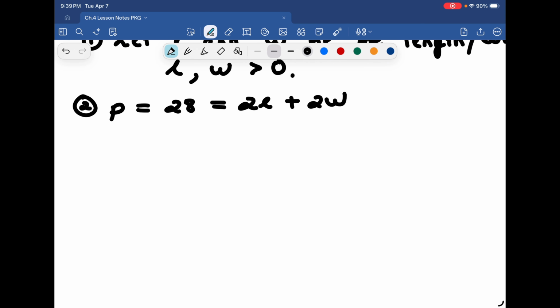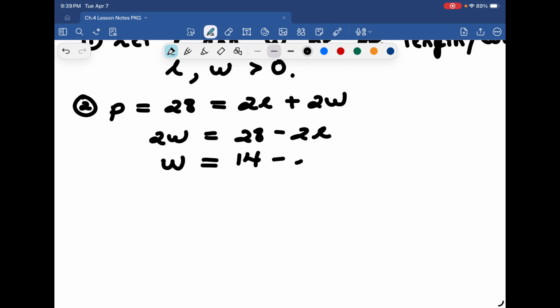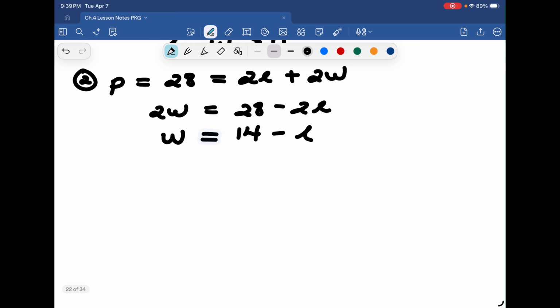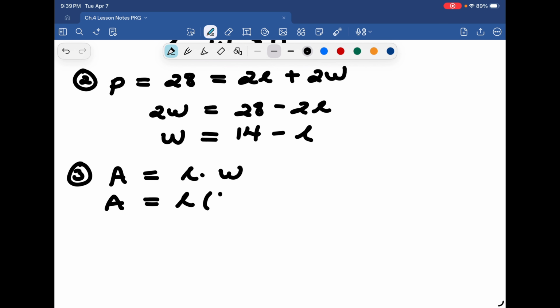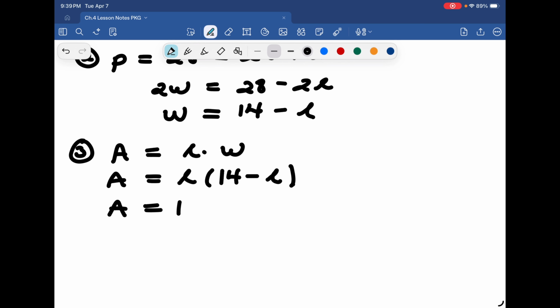So from here, let's say I solve this for W. That means 2W is equal to 28 minus 2L. We divide both sides by 2, and W is equal to 14 minus L. Perfect. Now we have it in one variable so that when we go to our area statement and we're trying to maximize the area, I can say area is equal to length times 14 minus L, that's W. And now I can write this as area equals 14L minus L squared.